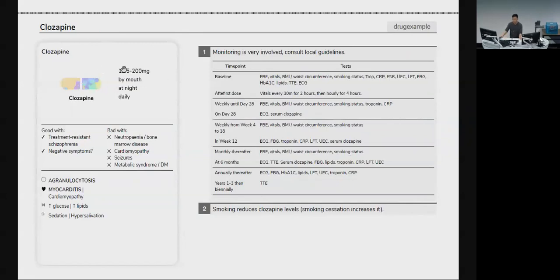The range for clozapine here is very large because you start with 12.5 milligrams and you titrate very slowly, and you monitor them when you titrate. So you only add like 12.5 the next day and then 50 milligrams for the next week. And then you gradually increase to something like 200 milligrams, which is the therapeutic dose. So clozapine is very special in that regard.